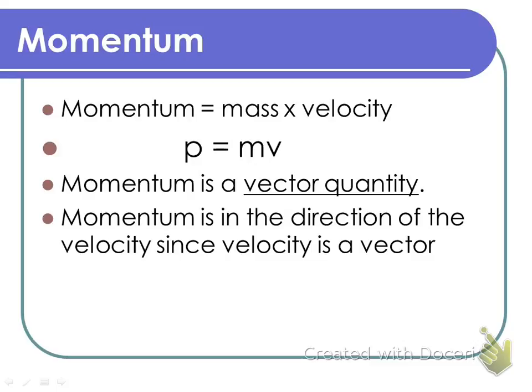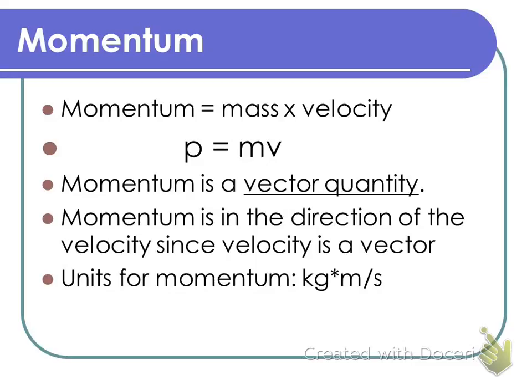Momentum always has to be in the direction of our velocity. Okay, so since velocity is a vector and since momentum is a vector, we can't have momentum opposing our velocity, right? If I'm moving to the north, my momentum has to be moving to the north, right? So it's always in the same direction as our velocity. Right, and units for momentum are kilograms times meters per second. Okay, which means when we solve mass, what does the unit for mass have to be?